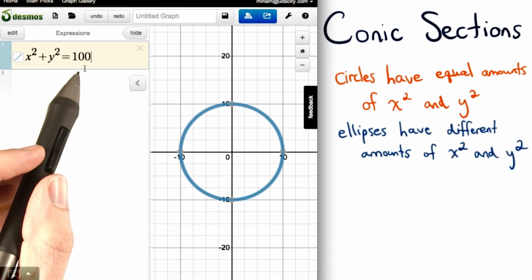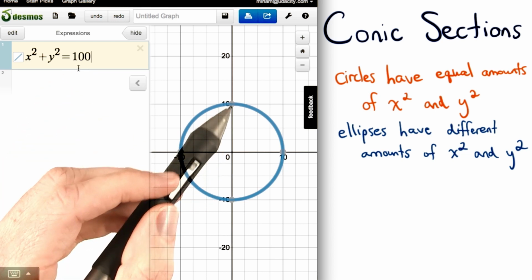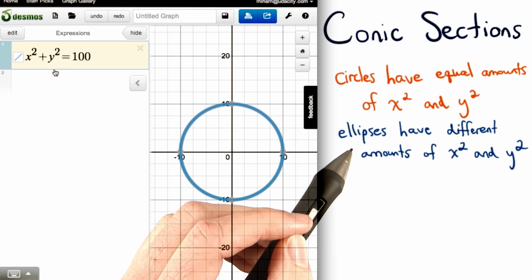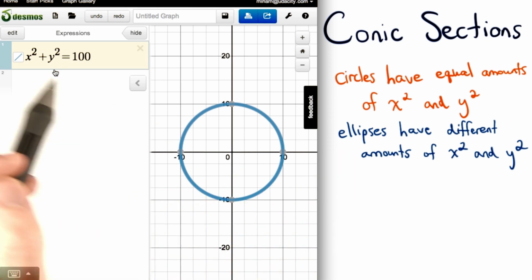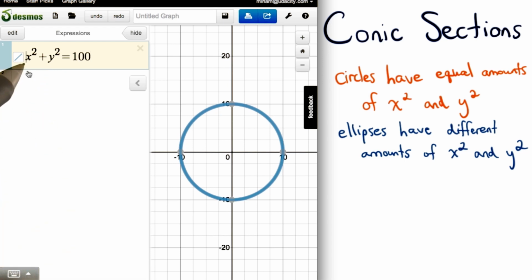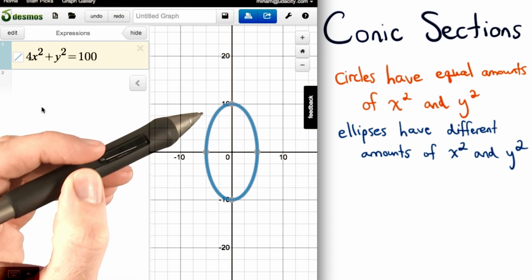So let's go back to a perfect circle that has a radius of 10 units. We can change this equation to become an ellipse. All we need to do is make the coefficients of x squared and y squared different. For example, if I make this x squared term have a coefficient of 4 instead of 1, I get an ellipse.